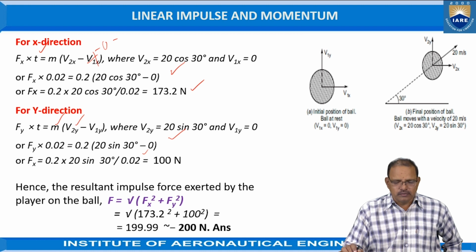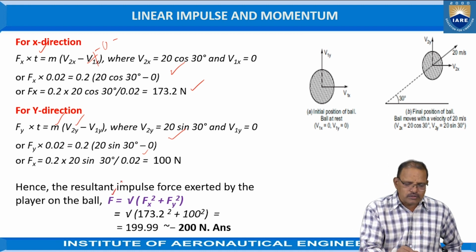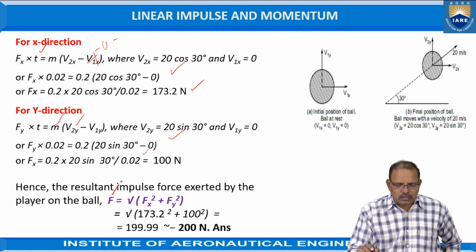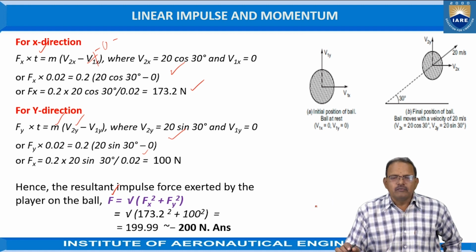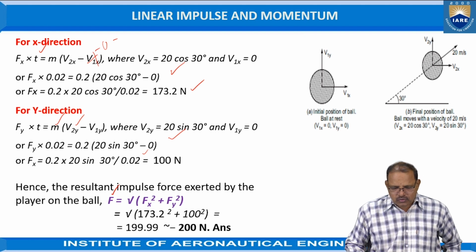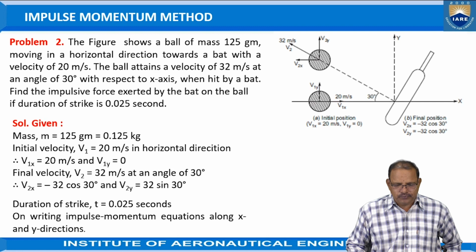So, the resultant impulse force exerted on the ball is given by total force, which is equal to under root of Fx whole square plus Fy whole square. That is the component of forces acting along the x direction and y directions, which is equal to under root of 173.2 whole square plus 100 whole square. It is equal to 199.9, and approximately it is equal to 200 newtons.